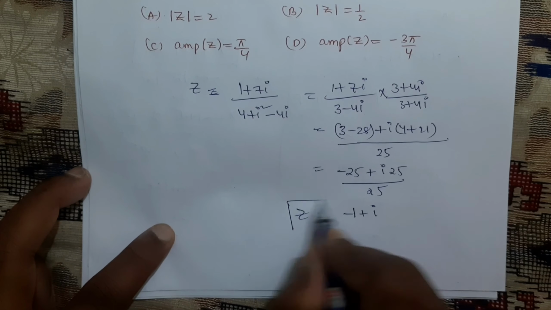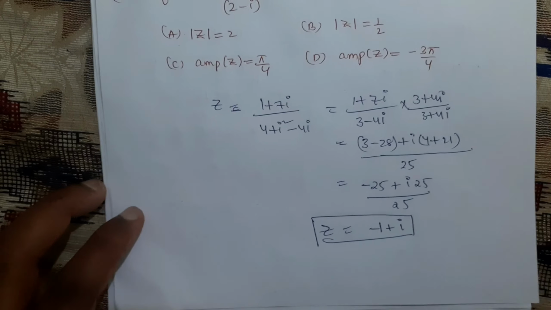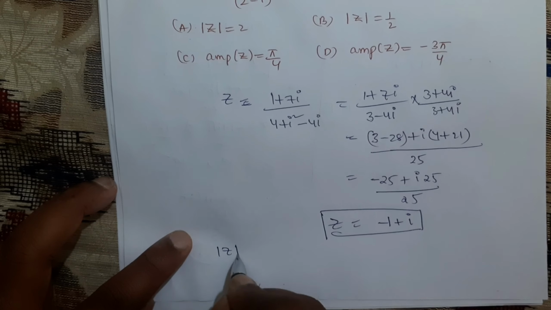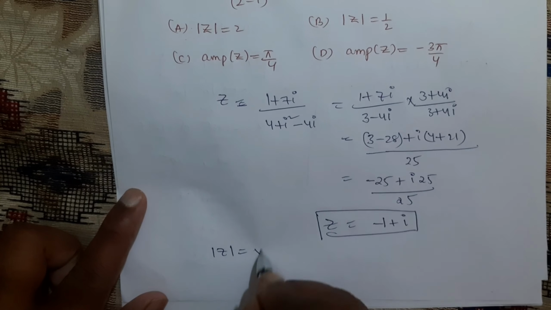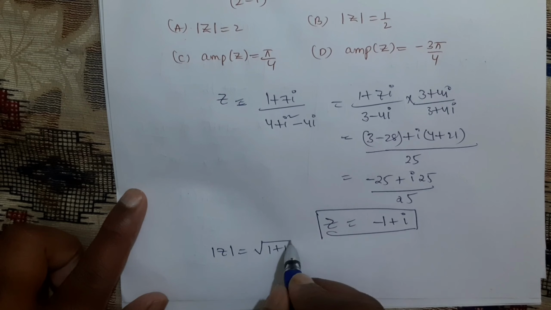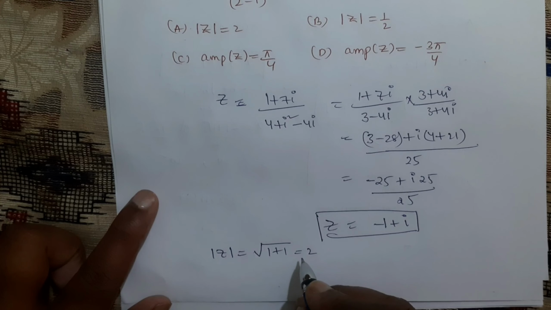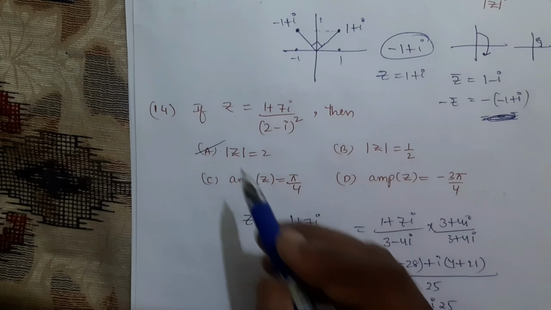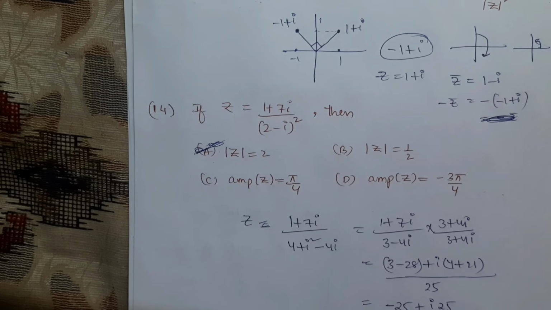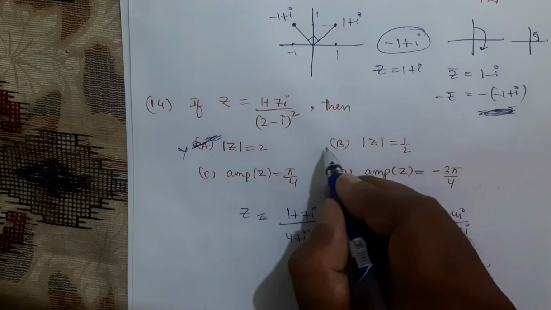So this is Z. If this is Z, we know that what is modulus of Z? Modulus of Z is equal to square root of x square plus y square, square root of 1 square, 1 plus 1, which is equal to root 2. So the option modulus of Z is equal to root 2 they did not give. Okay, so option A wrong, option B wrong.